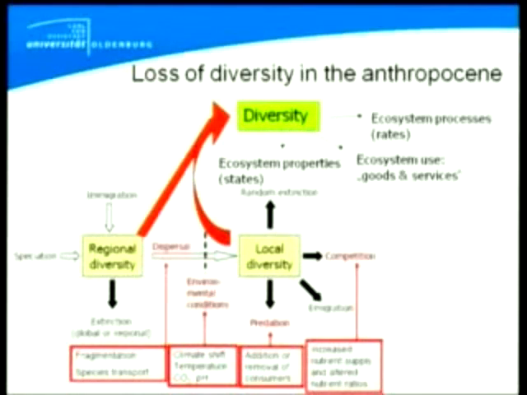So the obvious question is, what does this mean for ecosystem function? And with function in this talk, I will mainly look at ecosystem process rates. But we could also look at states like stability, or we could look at ecosystem use, goods and services we derive from ecosystems.